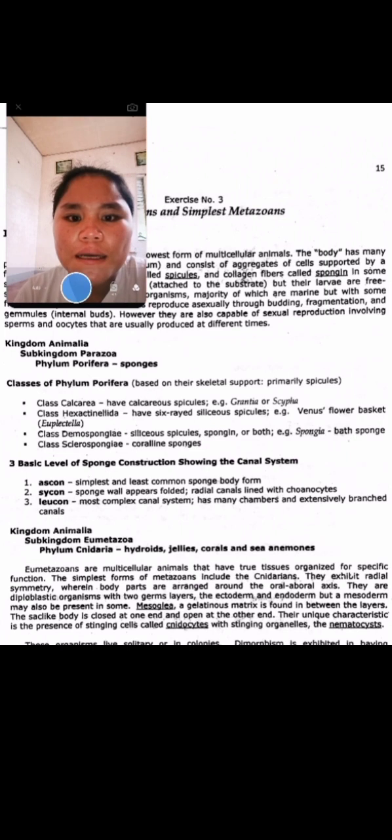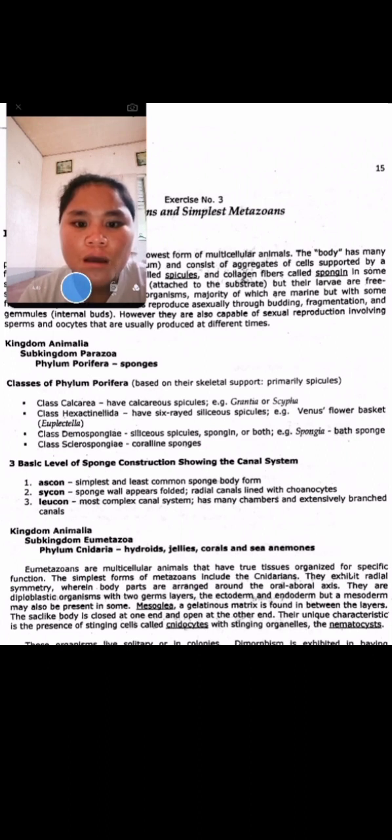So, kingdom Animalia, subkingdom Metazoa, phylum Cnidaria: hydroids, jellies, and corals. This is the subkingdom, and the phylum Cnidaria includes hydroids, jellies, corals, and sea anemones. Metazoans are multicellular animals that have true tissues organized for specific functions.